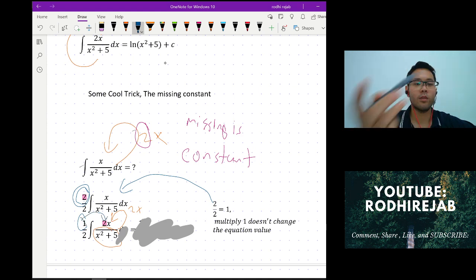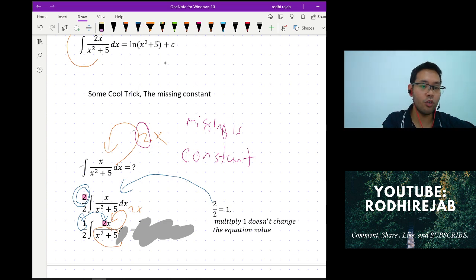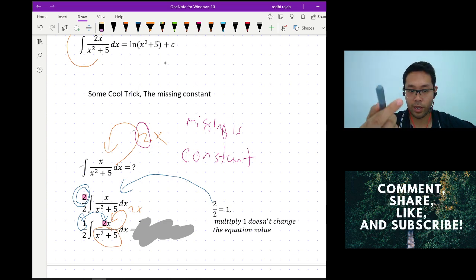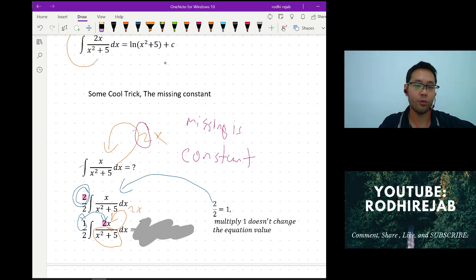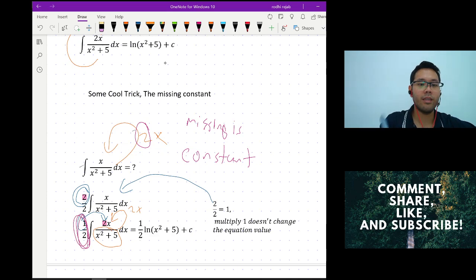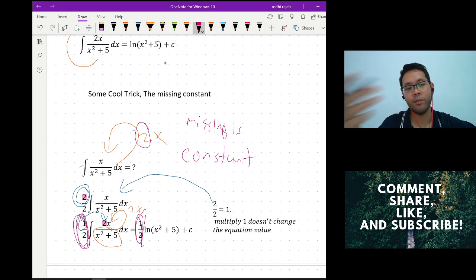So outside it becomes 1 over 2, and the inside becomes 2x. So if I differentiate the denominator, I get 2x. Okay. So now if I were to integrate it, since I differentiate the denominator and get the numerator, it's ln denominator plus c. But there's one little part where people keep on forgetting. There is the 1 over 2 outside. So do not forget it becomes 1 over 2 outside over here as well. Okay, 1 over 2 ln of x squared plus 5, plus c.